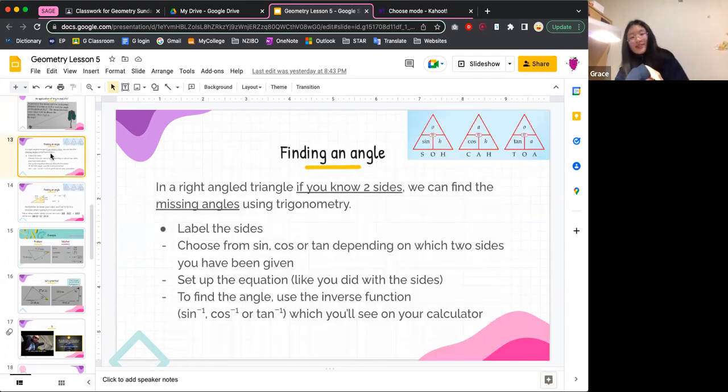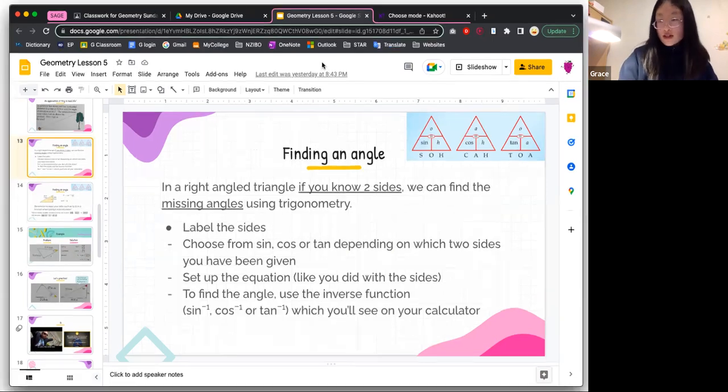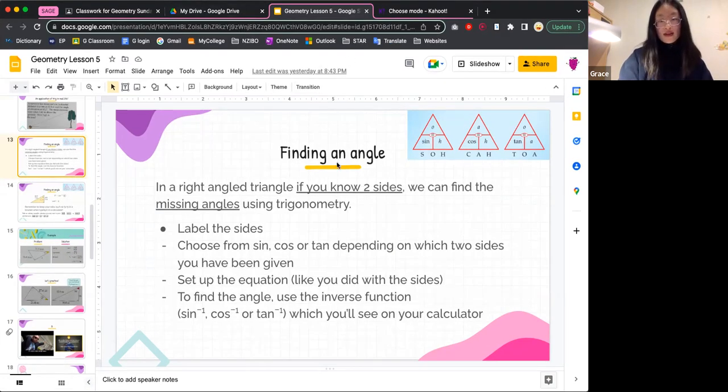Okay, the next one is finding an angle. So if you have a right-angled triangle and you're given two of its sides, then you can find any of its angles using trigonometry. Okay. So, for example, you have, I'll just use the basic 3, 4, 5 right angle triangle.